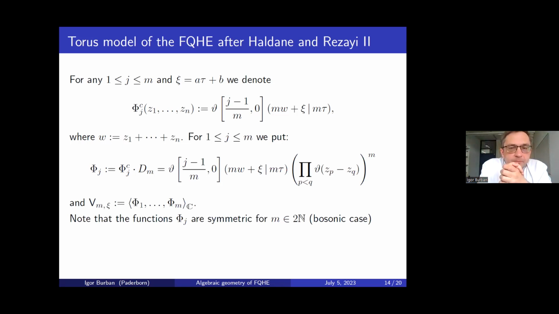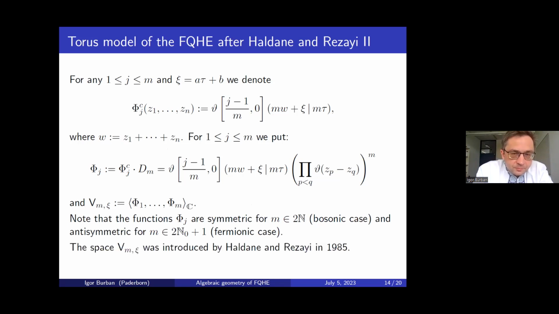So they are symmetric if m is even. They are symmetric because the sum of arguments is symmetric, and the function here in parentheses is actually anti-symmetric, but even m kills that and makes it symmetric. And in the fermionic case, this function is anti-symmetric. So this space was introduced in the work of Haldane and Rezayi in 1985.